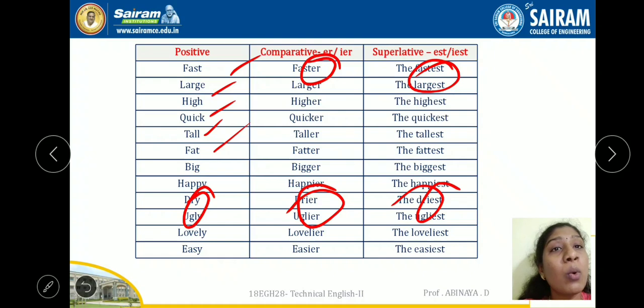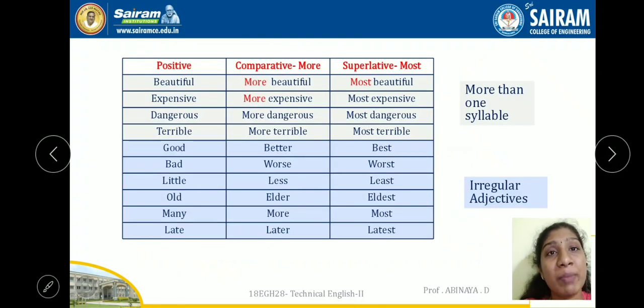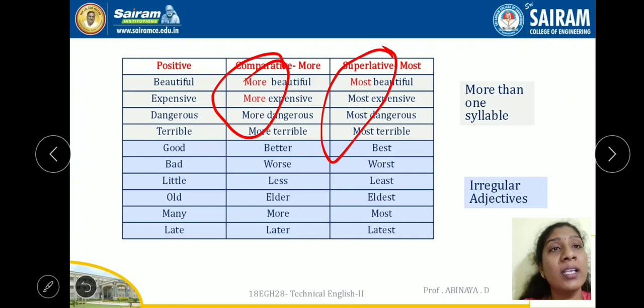If there is more than one syllable: beautiful, expensive, dangerous, credible. In such words, we have to use more to show a comparative, and most in superlative forms. Okay, there are some adjective words where we have to change the entire word to show its comparative and superlative. So for example, good, better, best, bad, worse, worst, little, less, least, old, elder, eldest, many, more, most, late, later, latest.